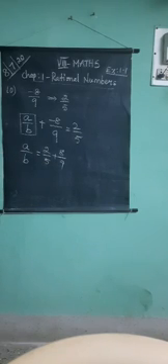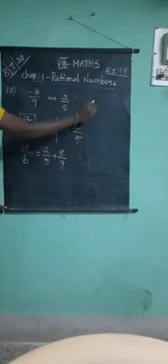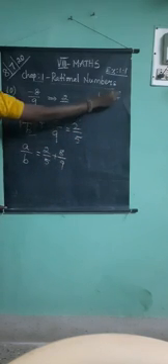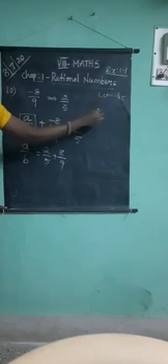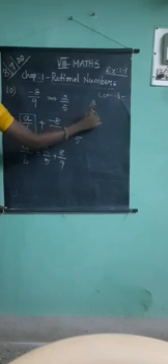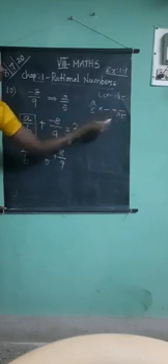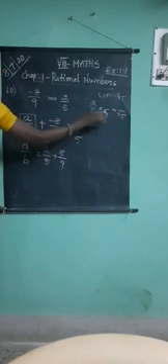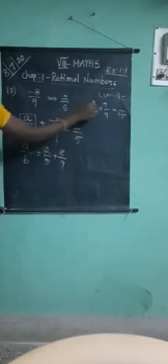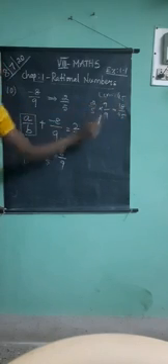So we want to take the LCM. LCM of 9 comma 5 is 45. So LCM is 45. This is side work. So 2 by 5: which number do we multiply to get 45? 5 into 9. Here 9, so up also 9. 2 9s are 18.